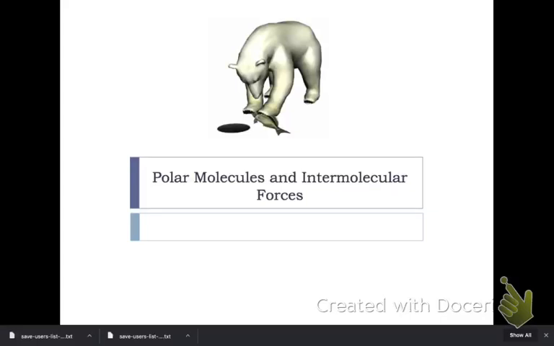We've been discussing states of matter and what makes a solid behave the way it does, in a liquid and a gas. It has to do not only with their kinetic energy, but with a certain amount of force of attraction that's holding the particles together as a solid or a liquid. And those forces are called intermolecular forces.